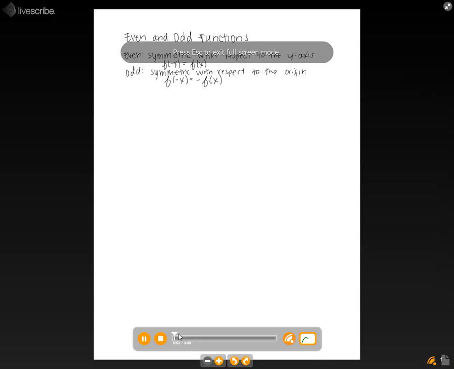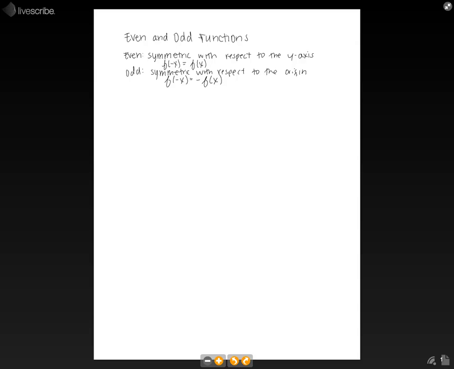In this video, we're going to talk about even and odd functions. An even function is symmetric with respect to the y-axis. So this means when you input a negative x into the function, you get out the original function.